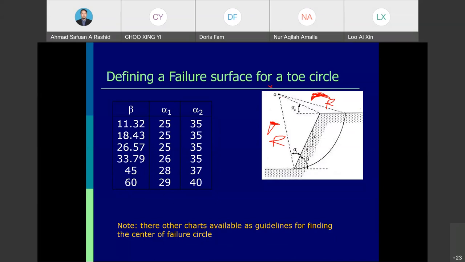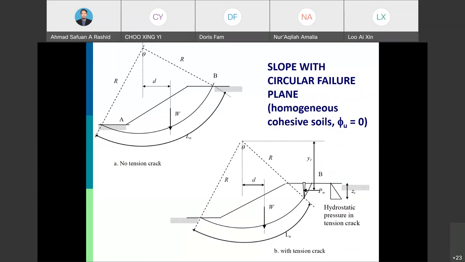And there are a lot of available charts or tables for finding the center of the failure circle. So this is one example. In non-linear methods, we have a total stress approach, and then we also have the method of slices. For this total stress approach, we use the value of the cohesion of the soil, so it is only suitable for a cohesive type of slope. That is the limitation of using this total stress approach.